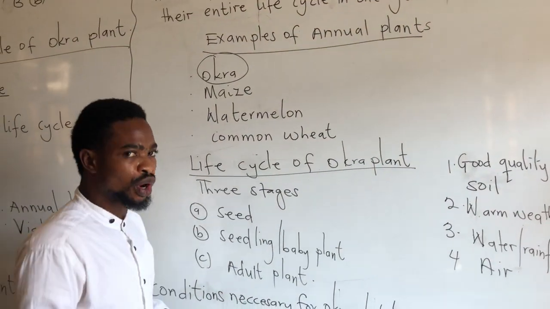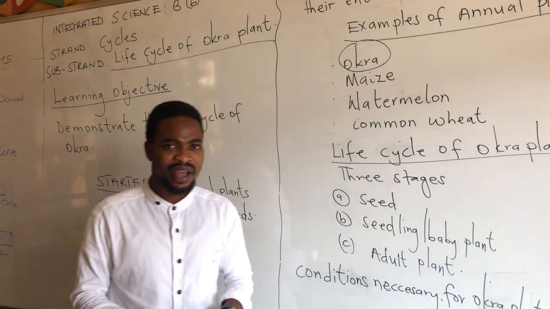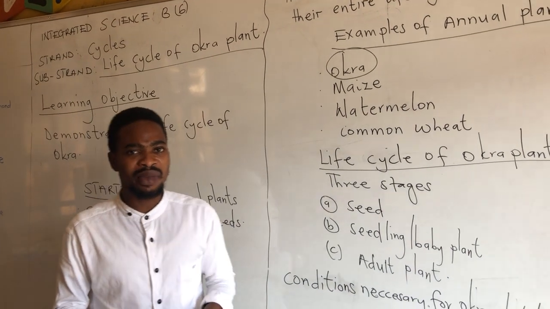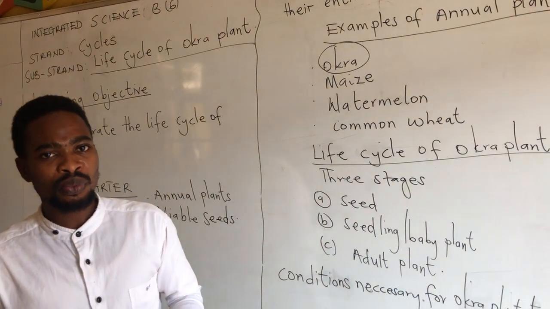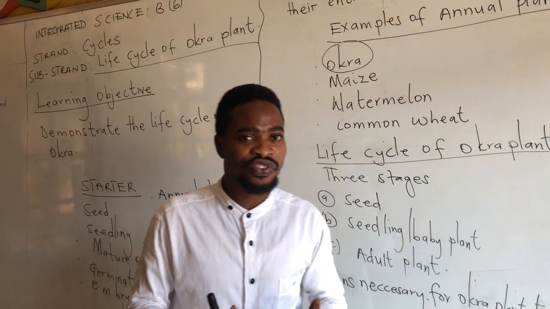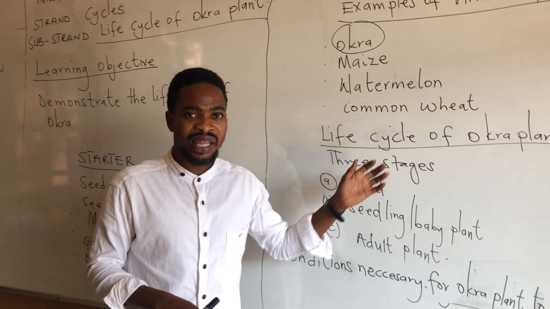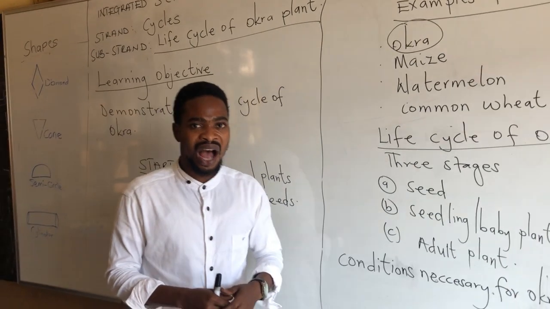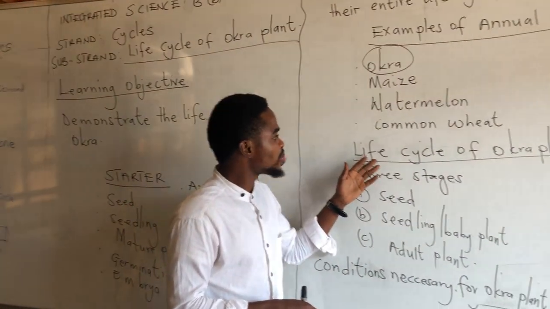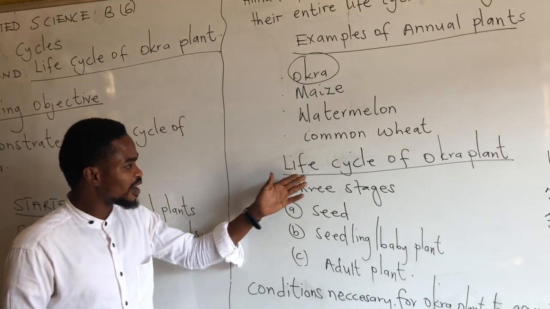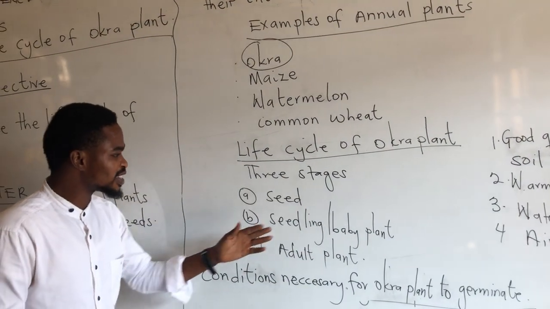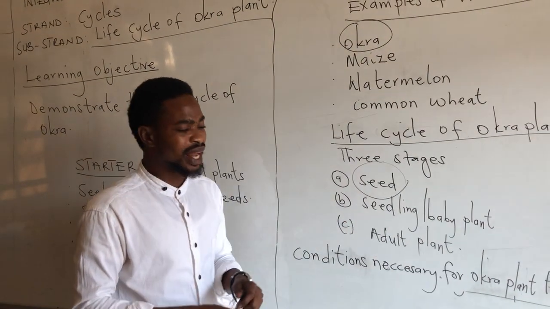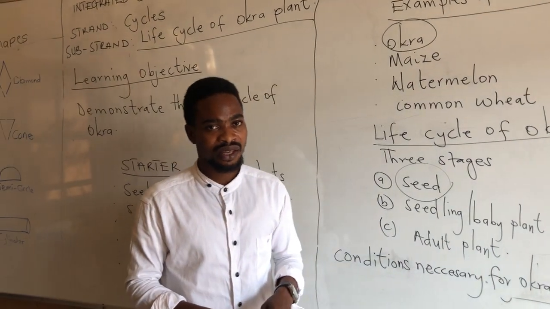Now, first of all, we all know that okra is a flowering plant, at the same time a vegetable, right? A vegetable which is mainly grown for its edible green fruits. And I believe all of you enjoy okra. Now, as I told you, every flowering plant has its own stages. So today we want to consider the first stage of the life cycle of okra plants. The first stage is seed. I told you that every plant grows from seed, right?